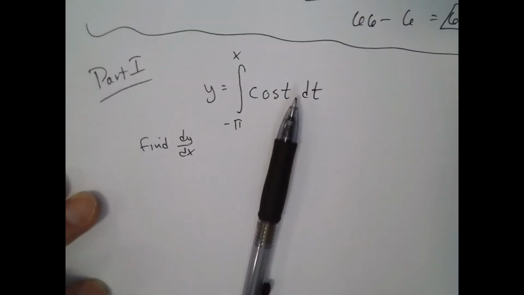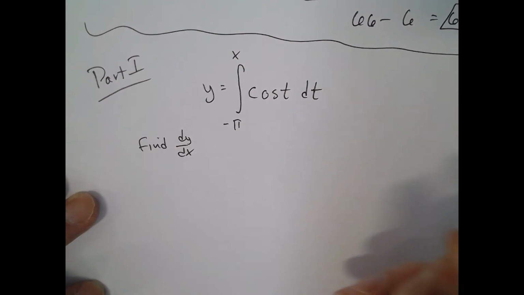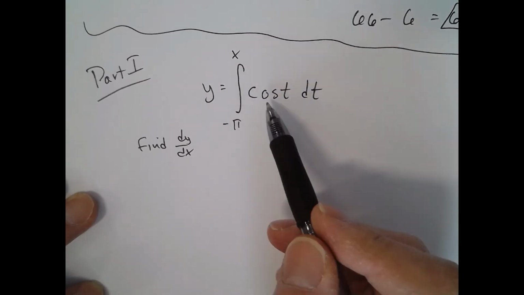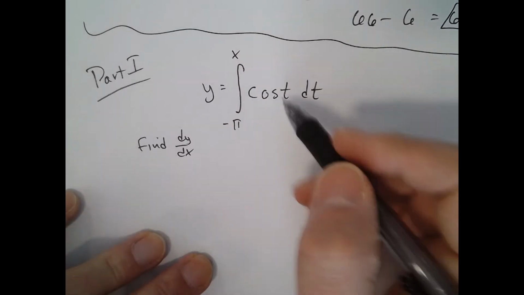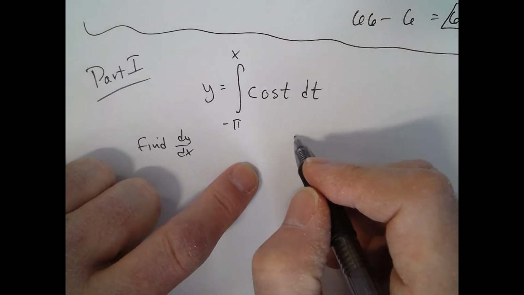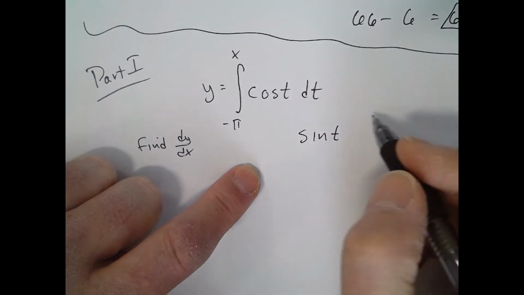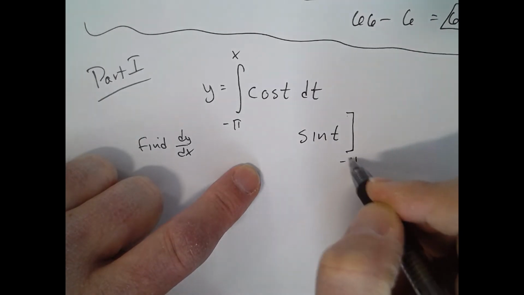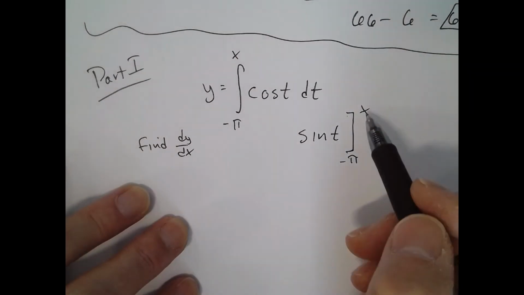Okay, so we're finding the derivative of the integral. So we could find the antiderivative and then find the derivative of it. So we could do that. So the antiderivative of cosine is sine, and we're evaluating it from negative pi to x. So then we plug x in.